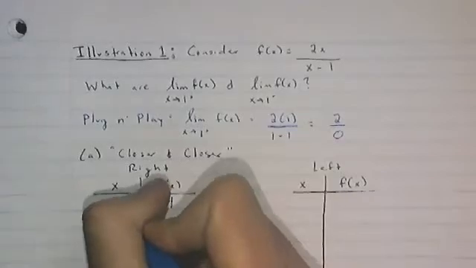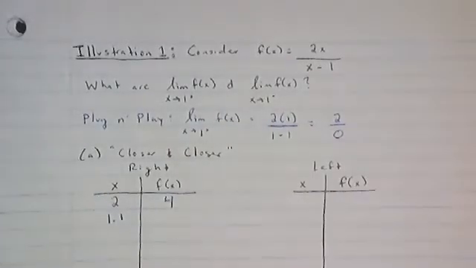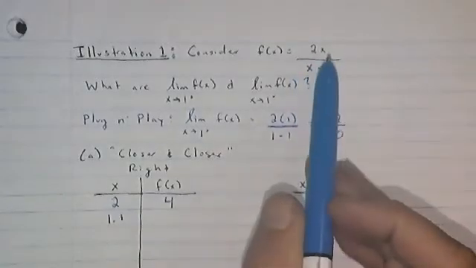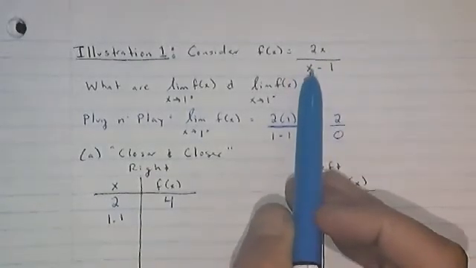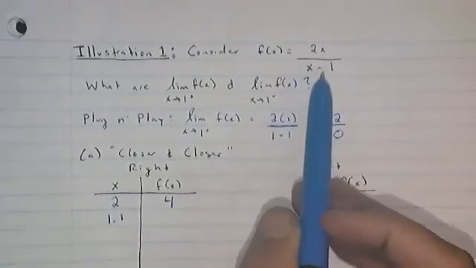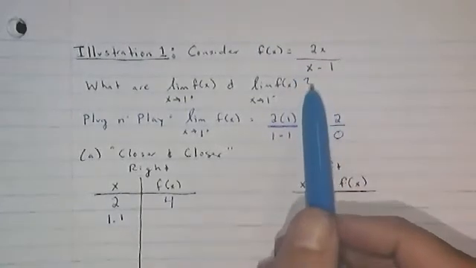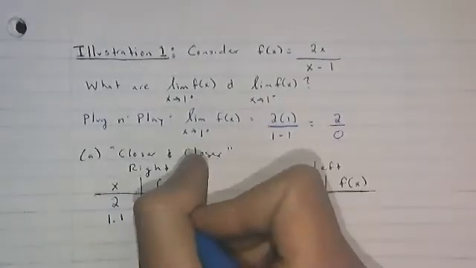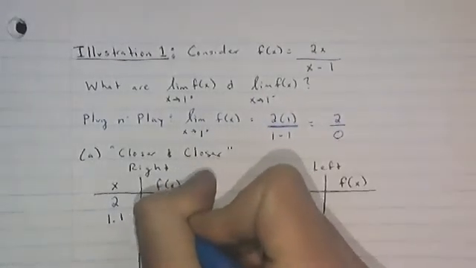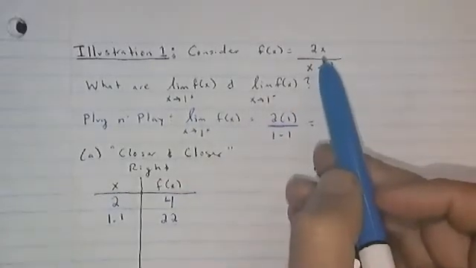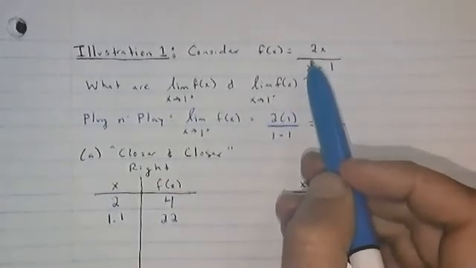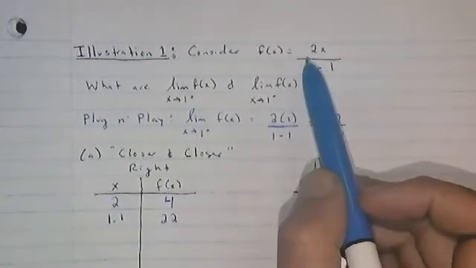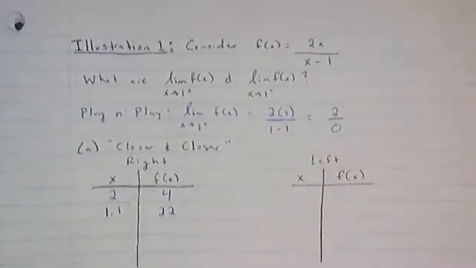How about 1.1? Well, what's 2 times 1.1? 2.2. What's 1.1 minus 1? 0.1. So 2.2 divided by 0.1 is 22. Wait, who said 2.1? It's 2.2. Did I say 2.1? Why don't you yell at me? 2 times 1.1 is not 2.1, it's 2.2. You call yourself calculus students.